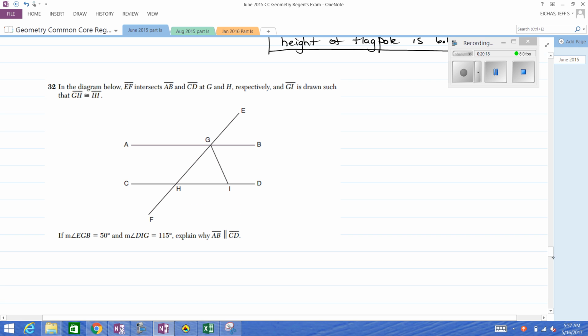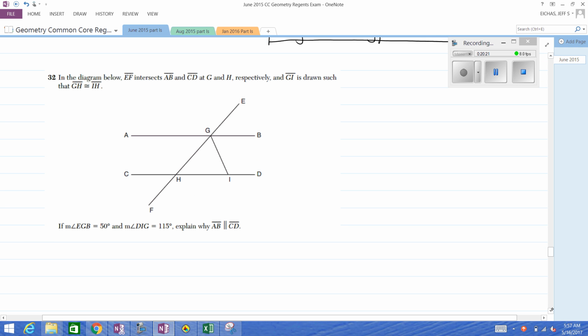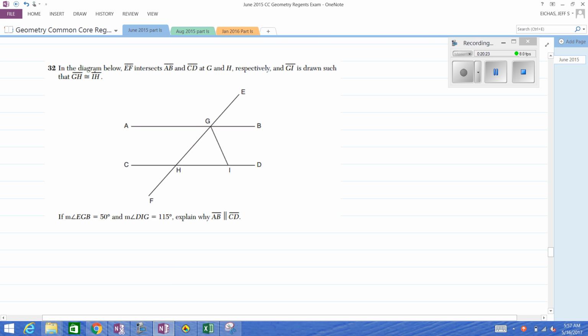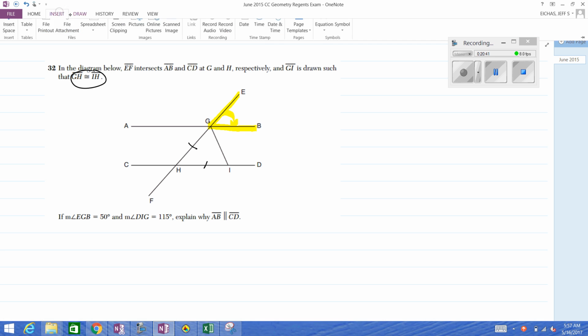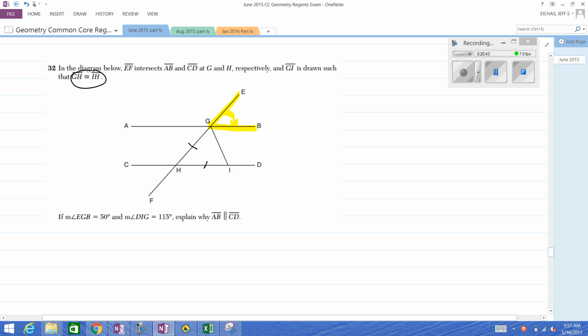All right, 32. We'll start with information like this. We want to mark the diagram based on the given. And EGB, that's this angle right here. Follow the path, E to G to B. So we're opening that up right there. Okay, so that's going to be 50 degrees here. Oh, DIG, so same, follow the path, 115 right there.